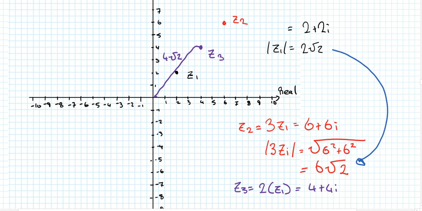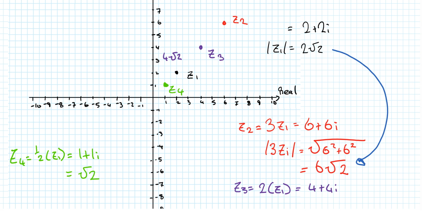This works for fractions as well. You could say this one here, the point 1, 1, and say Z4 is equal to a half Z1. So you'd get 1 plus 1i. The modulus is going to be root 2 because I've multiplied this by a half. So this length here is root 2 long.